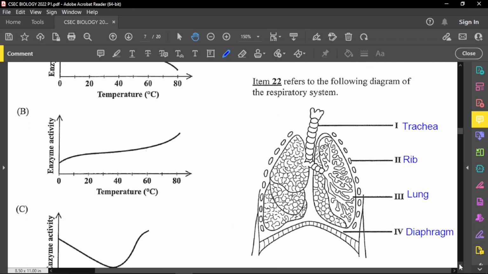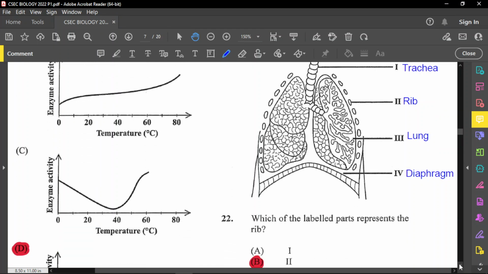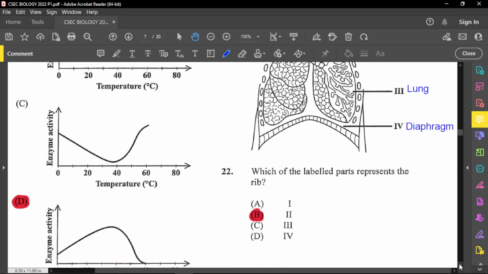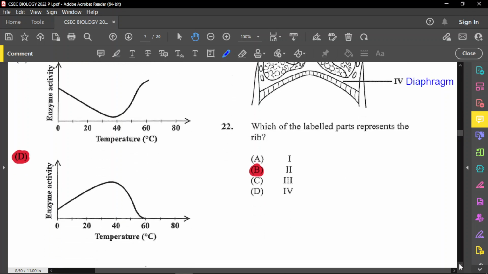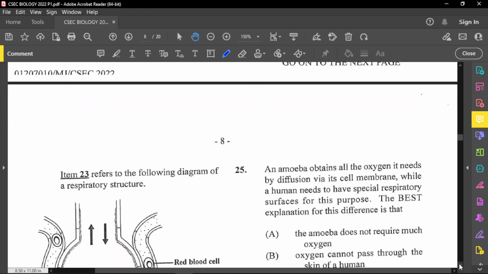All right. And so question number 22 now. And question number 22 refers to this diagram as well. So we have the label, we have a trachea, we have the rib, we have the lung, and we have the diaphragm. And so, which label part represents the rib? Okay, I will label that. So definitely B is the answer for that one. So there's no need to explain that. Just need to know your structure of the respiratory system.